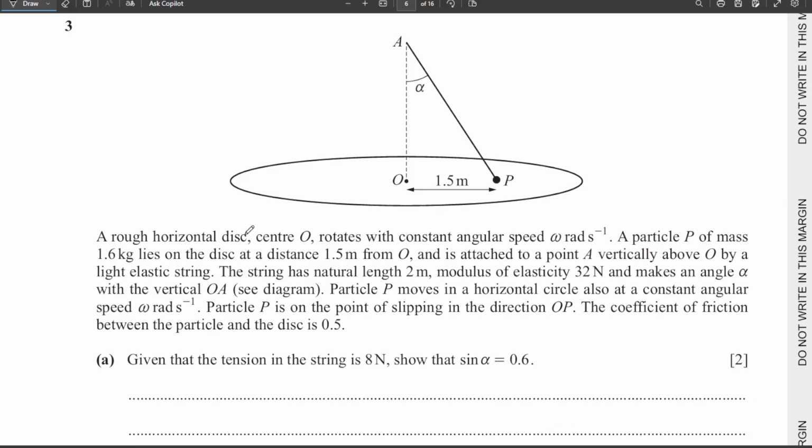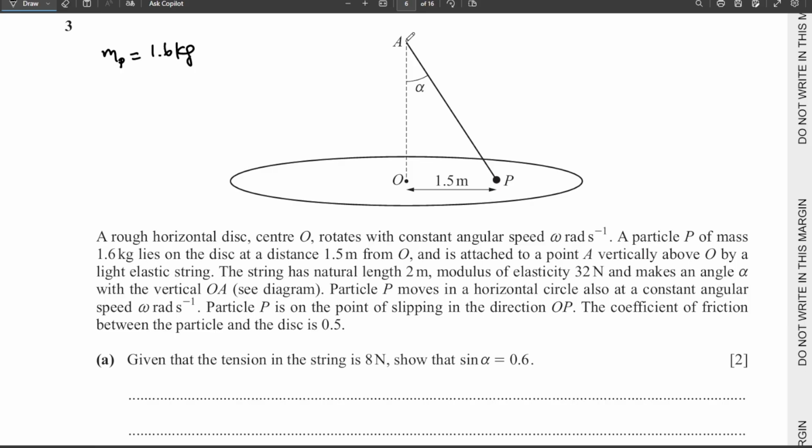So this question has a lot of information here, but first let's slowly read it and try and sketch out whatever information that we have. This rough horizontal disc with center O rotates with a constant angular speed of omega radian per second. A particle P of mass 1.6 kg. So just write down somewhere. Mass is 1.6 kg. And this distance is already labeled 1.5 meters.